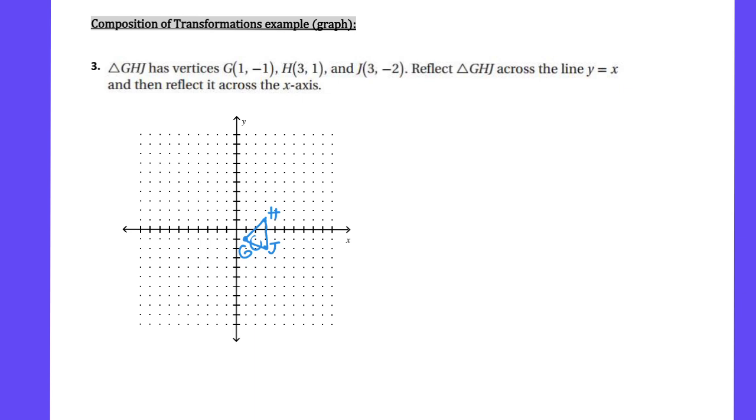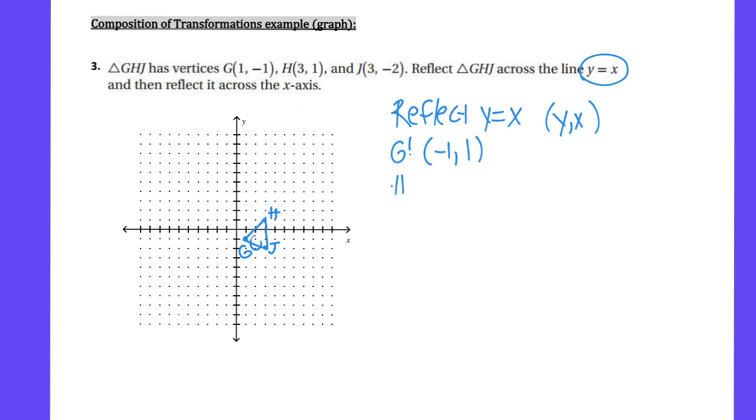Okay. So what they want us to do with those 3 points is reflect them across the line y equals x. So we'll take each of these points and we'll reflect it across y equals x. I'm going to write that down. Reflect across y equals x. And the formula for that is you interchange x and y. So you put y and then x for every point. So our G prime point is going to be -1 and then 1. Our H prime point is going to be 1, 3. You're just exchanging x and y. And then our J prime point is going to be -2, 3.